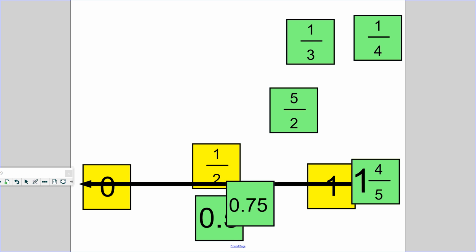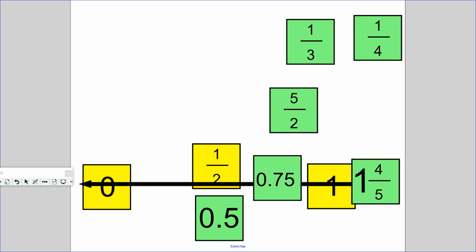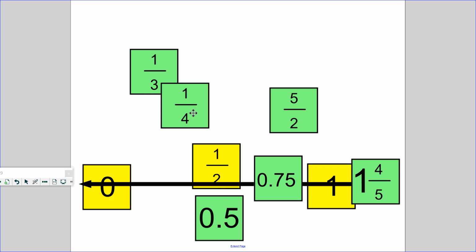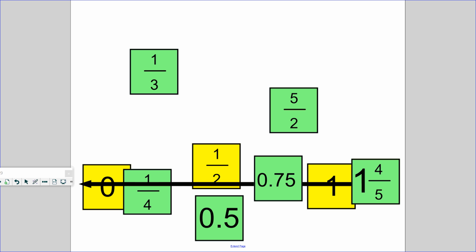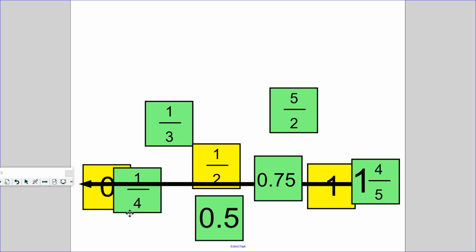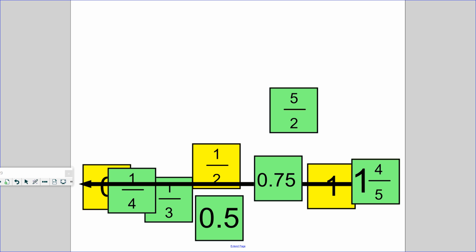75. Is that more than 50? Yep, it goes somewhere right here. And then 1/3, 1/4. If I have 4 parts, 1/4, less than half, it goes right here. So where would it go here? 1/3, 1/4. Let's see. If I have 4 parts and I cut up one of them, I think that's going to be less than if I had 3 parts at one.